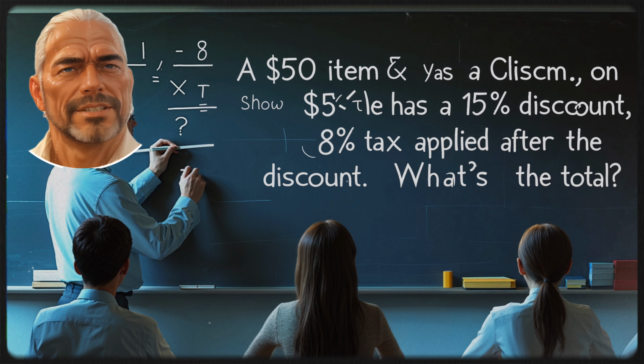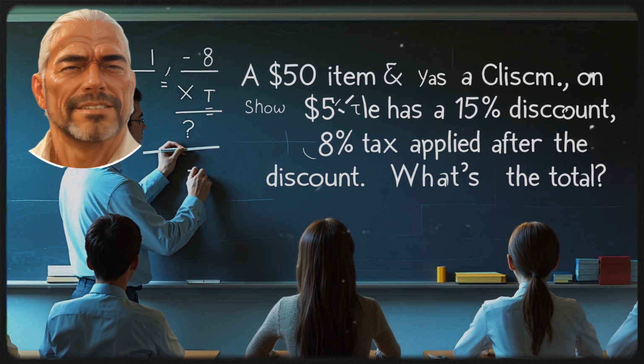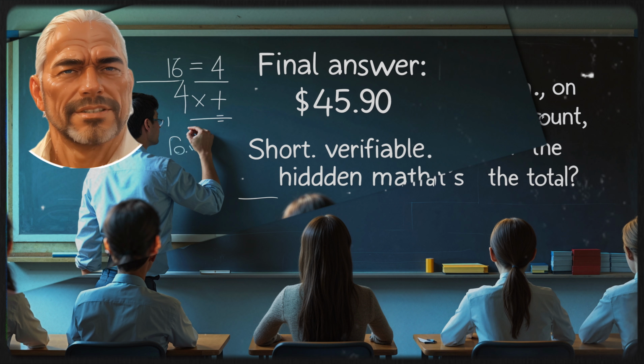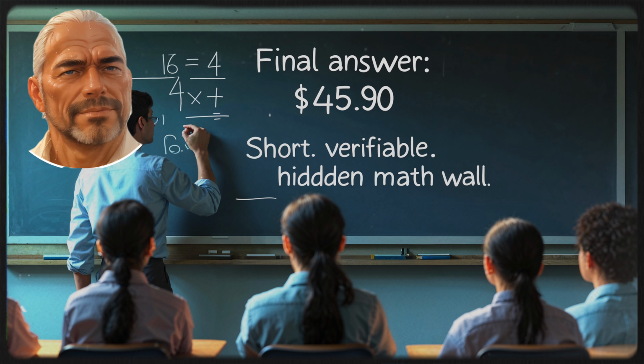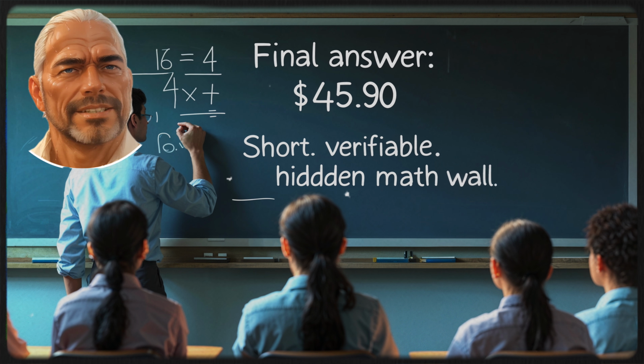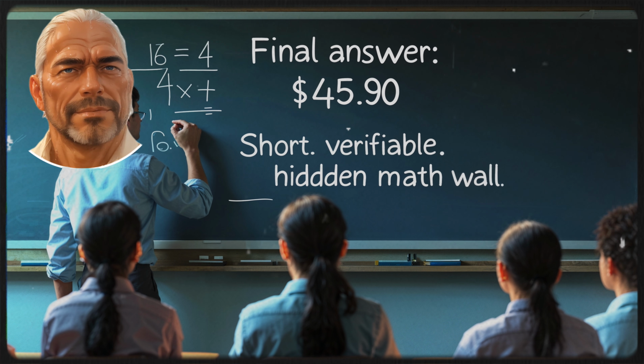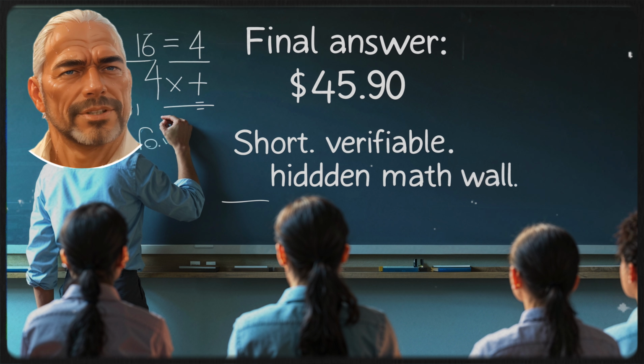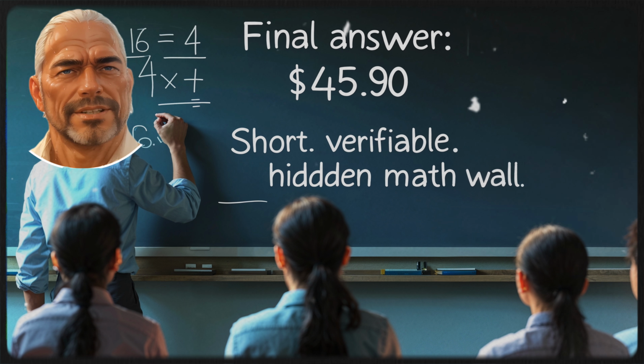Example filled. Question. A $50 item has a 15% discount, then 8% tax applied after the discount. What's the total? Final answer, $45.90. Checks: discount equals $7.50, subtotal equals $42.50, tax at 8% yields $3.40. Short, verifiable, no hidden math wall.